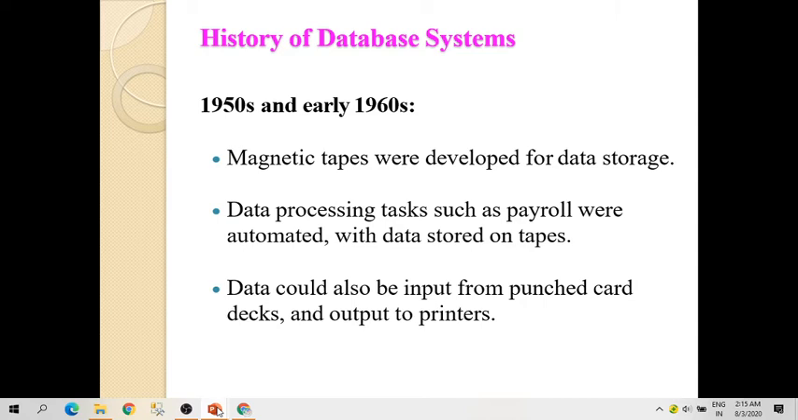Database data processing used magnetic tapes, which were developed for storage. Data processing tasks such as payrolls were automated with data stored on tapes. Data could also be input from punched cards and text and output to printers.